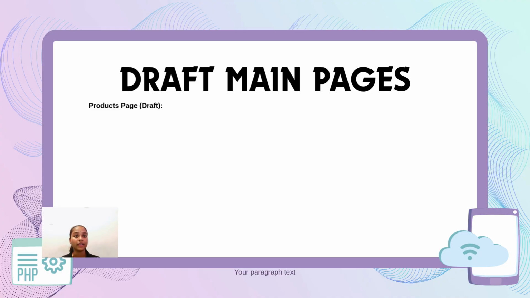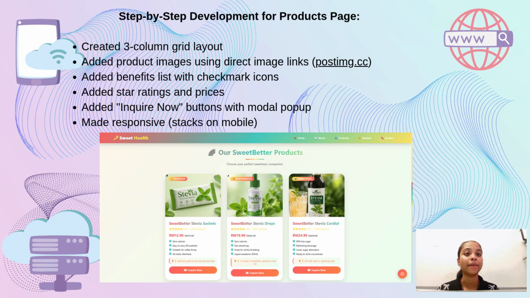So the next slide is draft main pages. For the product pages, we have used the Stevia Stashes, Stevia Drops and Stevia Crocodile as products, which we fully completed. For these main pages, we also included elements which are product image, benefits, rating, price, and inquiry now button. So here is the step-by-step development for product pages.